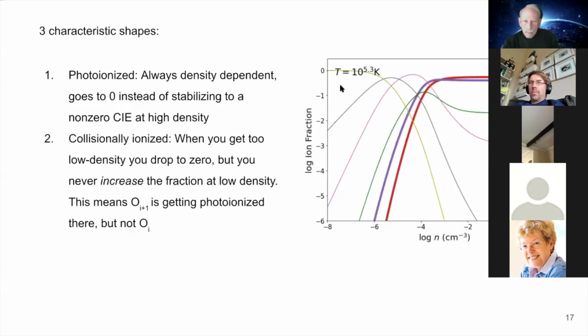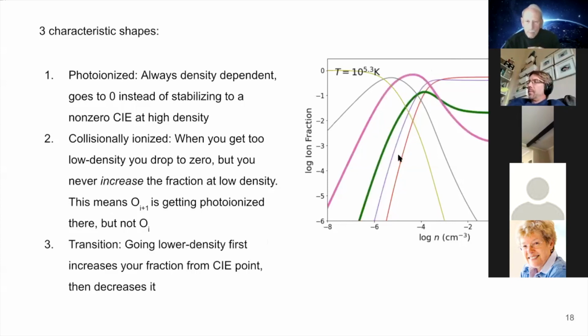The second shape is what we're going to call collisionally ionized. So this is where you start out at this flat shelf, and as you add photons, going right to left, you are going to lose your ions. So instead of gaining anything by adding photons, you're actually going to kill your ions and turn them into something else. So photoionization does affect what happens for a collisionally ionized gas, but it doesn't create that ion. It only destroys it if it's following this shape.